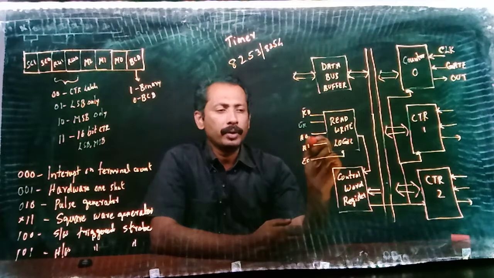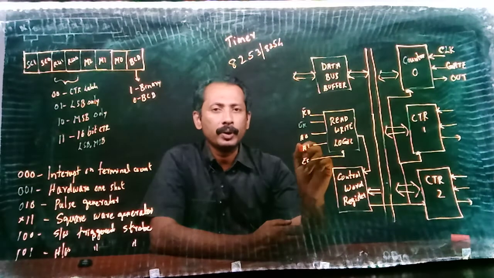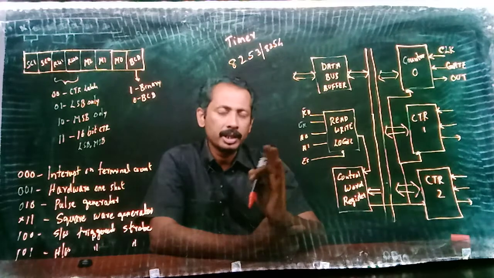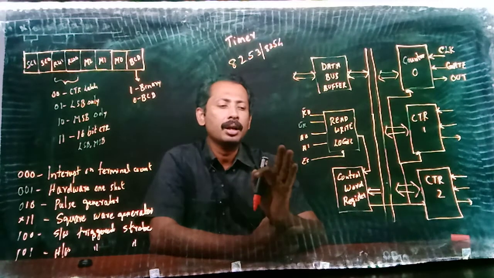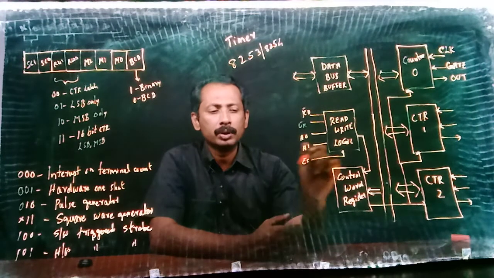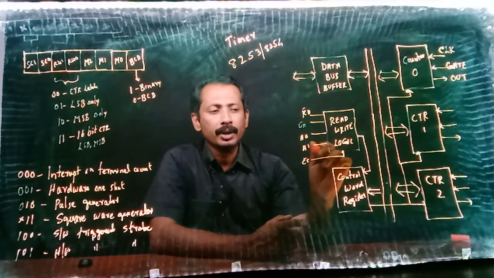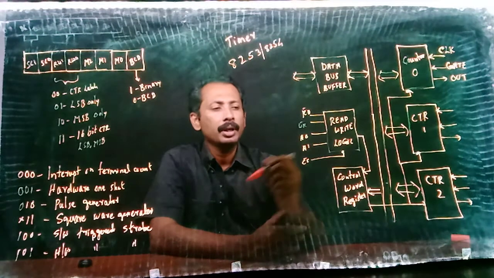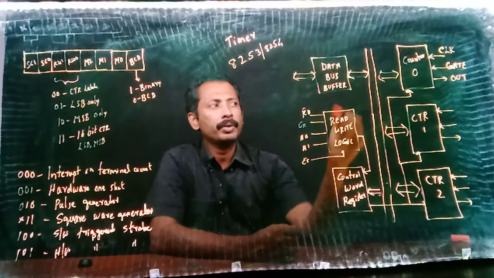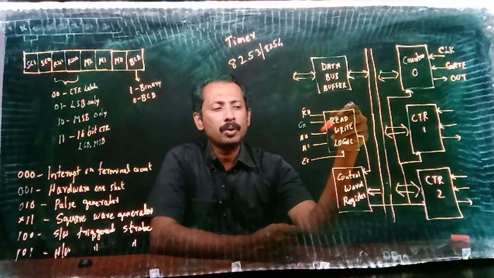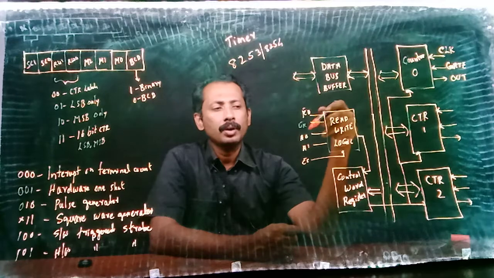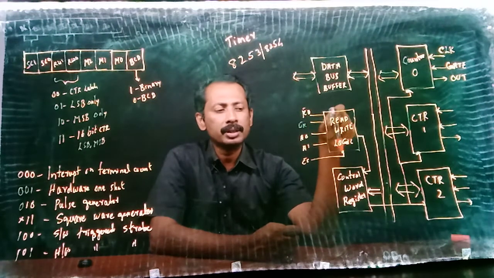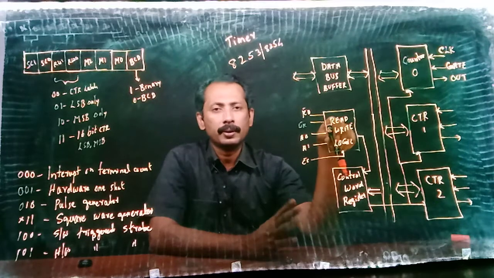We also have A0 and A1. It is similar to 8255. That is, any 6 lines from the address lines are used for decoding logic to get the chip select enabled, and the remaining 2 lines are given to A0 and A1 directly. Here 00 means we are selecting counter 0, 01 means counter 1, 10 means counter 2, and 11 means we are selecting the control word register.